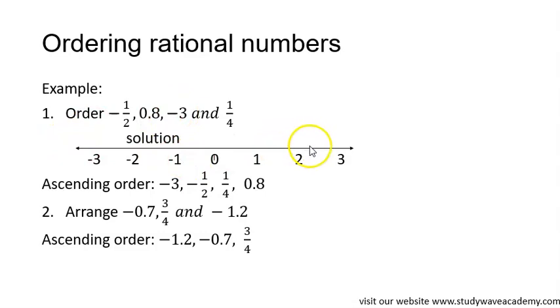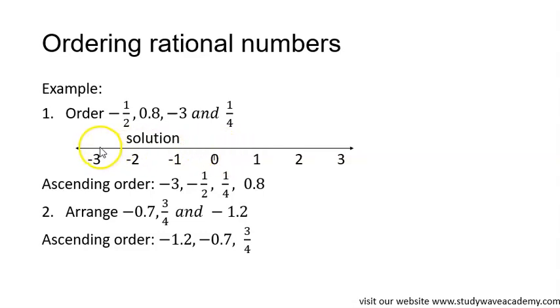Now we have the number line here. So minus 3 is here, so minus 3 is placed here. Then we have minus 1 over 2, which is minus 0.5, and 0.5 comes somewhere around here. So we have minus 3, minus 0.5, which is minus 1 over 2, somewhere here is half. Then the next is 0.25, which is 1 over 4. 0.25 is somewhere here. And the next is 0.8, which is somewhere here.